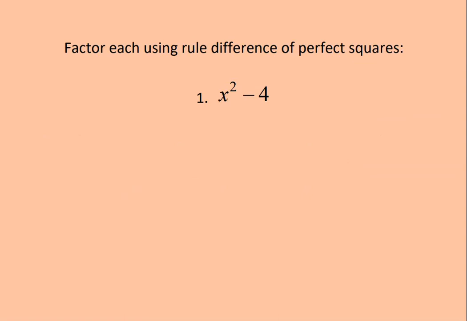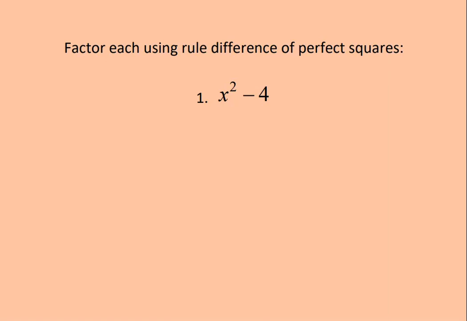First of all, the word difference in math means subtraction. So, in order to factor a difference of perfect squares, we have to have a binomial, meaning we have a polynomial with two terms, and those two terms have to be subtracted. It's a difference of perfect squares. Also, every number and every variable in the polynomial has to be a perfect square.